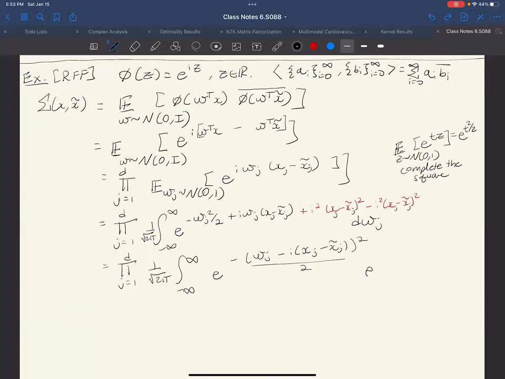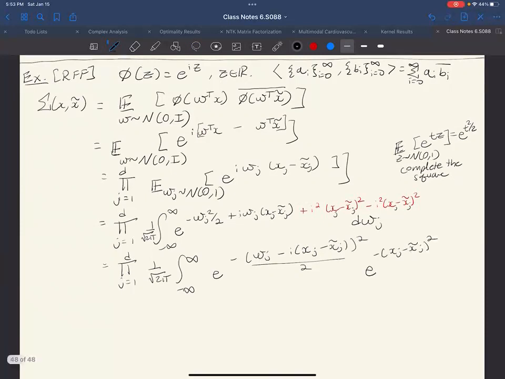Okay, so this is just going to be times e power x negative xj minus x tilde j squared over 2, dwj. Perfect. And sorry, we have to take this term here outside because this is the one we didn't use to complete the square. Great. So now we have this term here, which does not depend on the integral anymore. And we just pull that out.